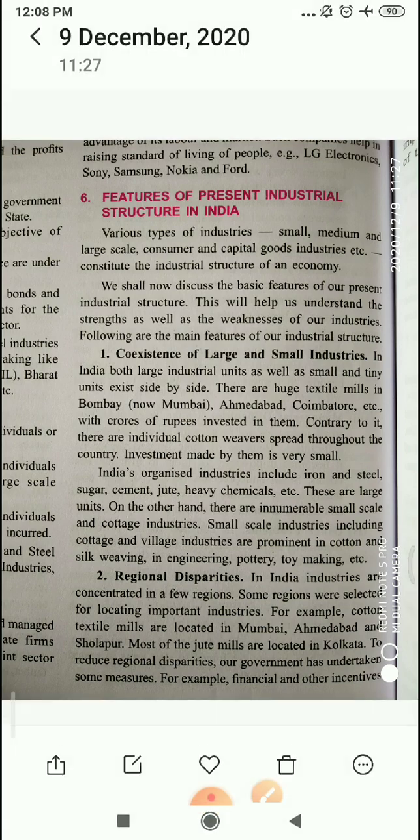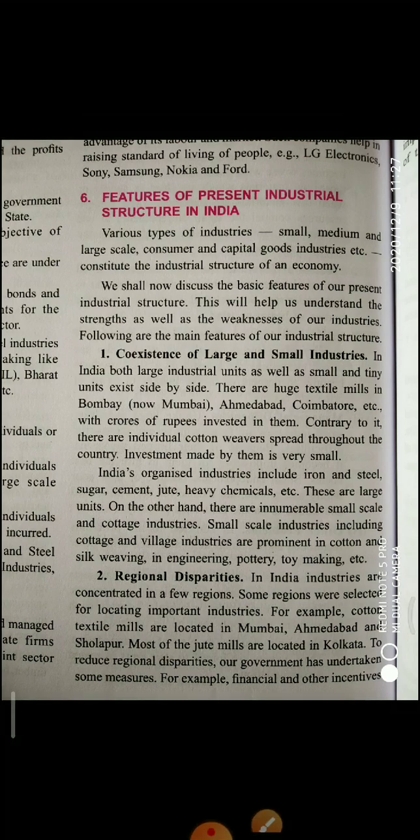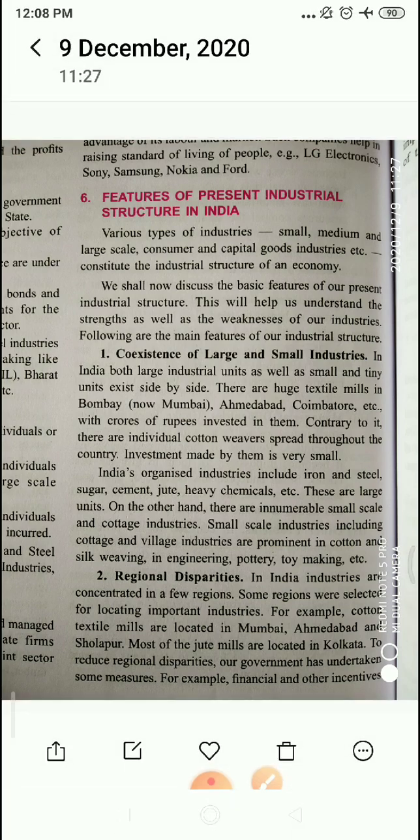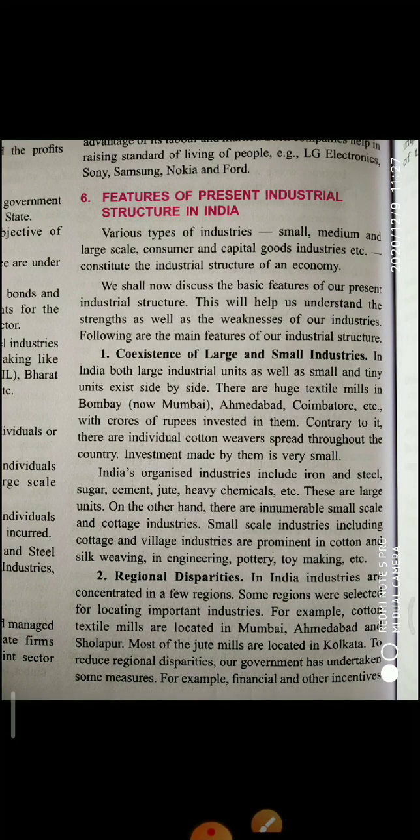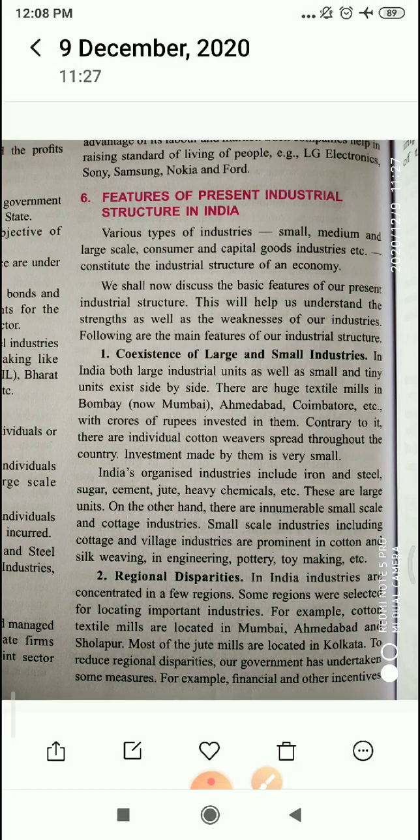There are huge textile mills in Bombay, Ahmedabad, Coimbatore, etc., with crores of rupees invested in them. Contrary to it, there are individual cotton weavers spread throughout the country. Investment made by them is very small. Coexistence of large and small scale. First of all, the Indian industrialization system involves large scale units and small scale units. You can understand.